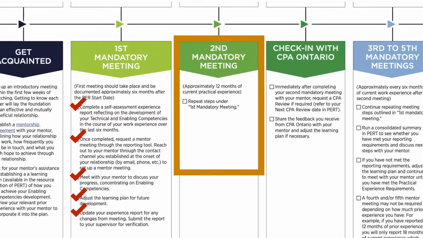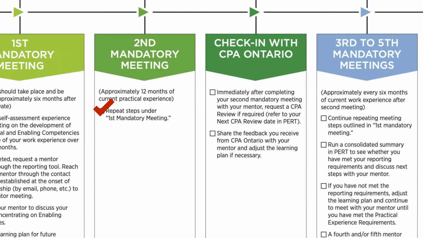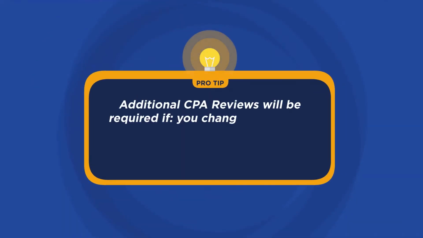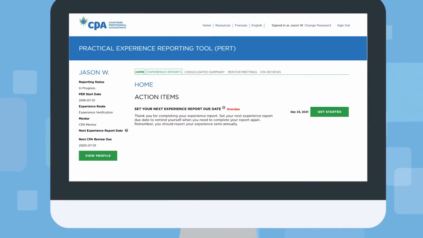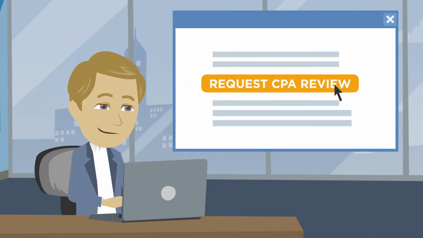As he has completed his second mandatory meeting and his report has been verified by his supervisor, Jason is ready to submit his 12-month assessment for feedback from CPA Ontario. Based on the next CPA review due date in PERT, Jason can request this review.